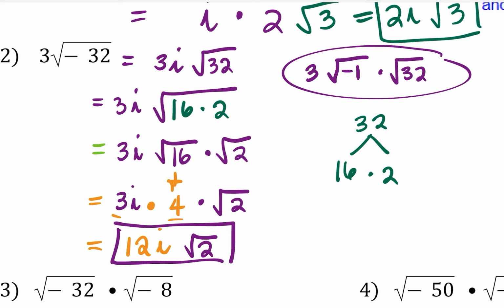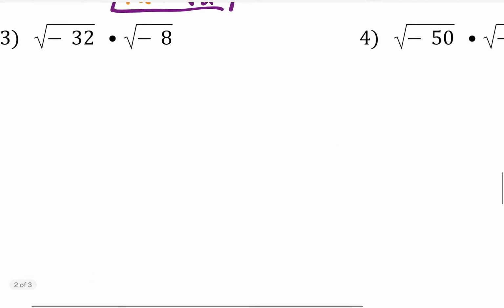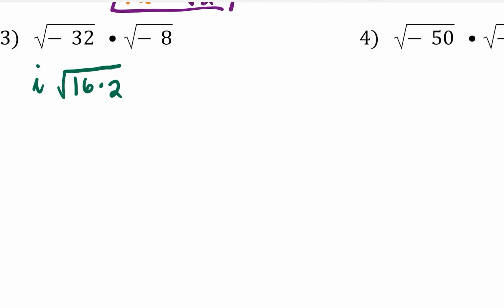All right, let us try and answer this problem right here. Number 3, we have square root of negative 32. We just solved this problem. So we could just take out the i and then split 32 into 16 times 2. And then the 8, we take out the i, and then we have 4 times 2, because 4 times 2 is 8.